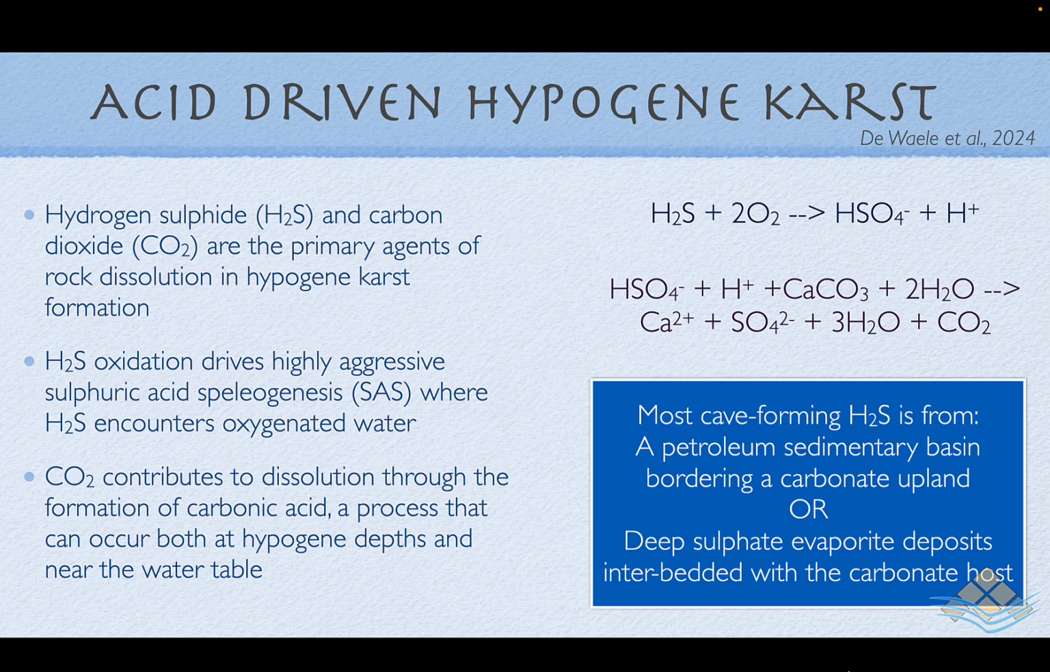In terms of where they form, most of the H2S comes from sedimentary basins where a petroleum system is bordering a carbonate upland and we have escaping basinal waters moving up into that carbonate borderland. Or we can have deep sulphate evaporites, anhydrite or gypsum, which are interbedded with the carbonate host, and via the processes of sulphate reduction, either bacteriogenic or thermochemical sulphate reduction, we form H2S. These processes, the formation of H2S and the formation of CO2, are the main agents that are driving the formation of acidic solutions that are leaching to create hypogene karst.